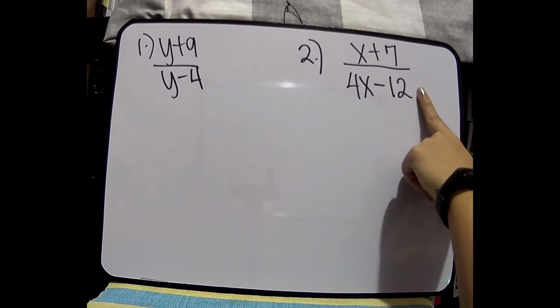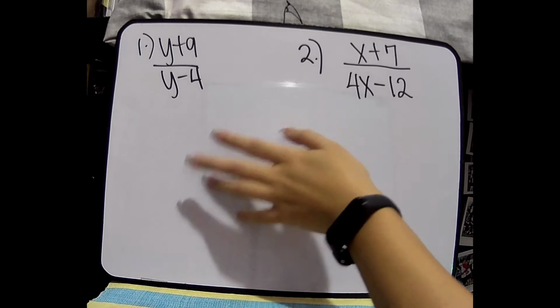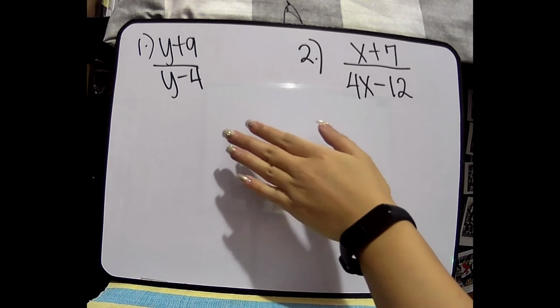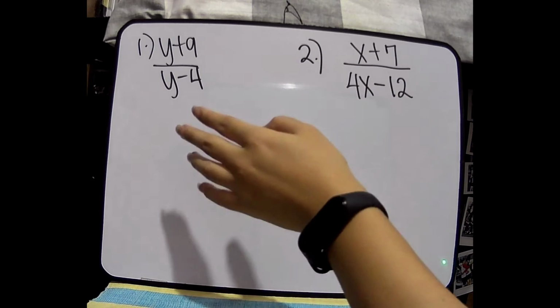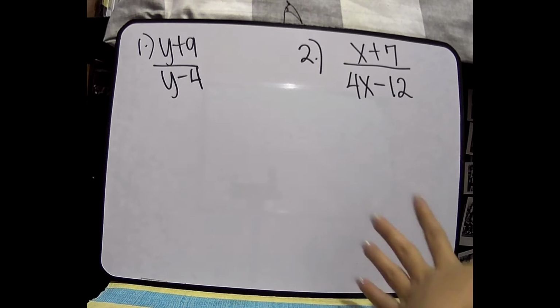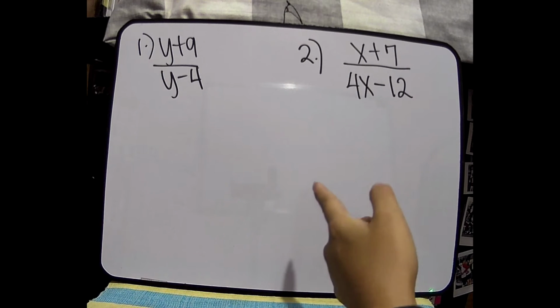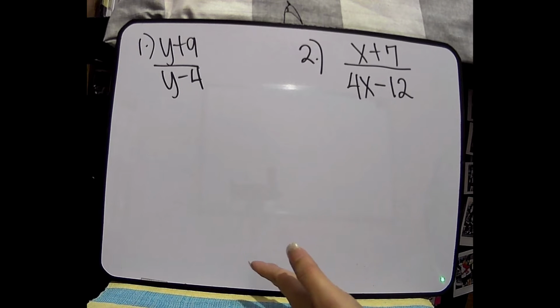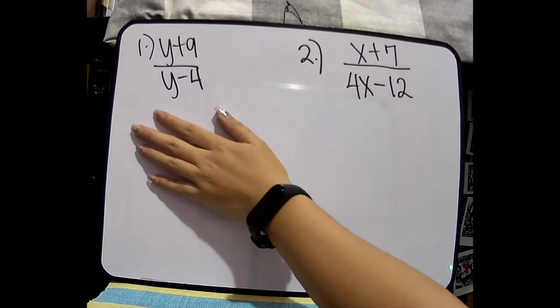And then we will also identify what is the domain of this rational expression. So, syempre, bago natin ma-identify yung domain, identify muna natin yung restriction. So, paano ba maghanap ng restriction? Una is, you need to factor the denominator if possible. So, dito muna tayo mag-focus sa ating first example.